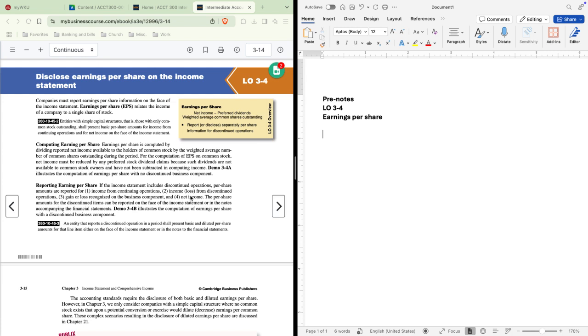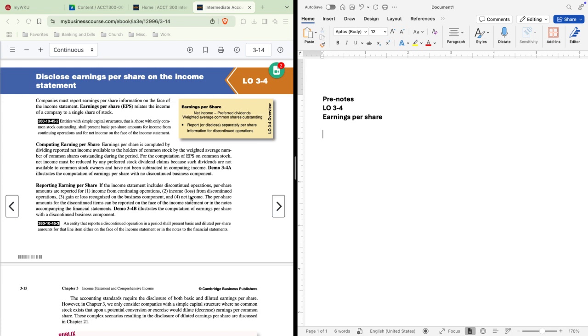So again, the idea of pre-notes is I know we're going to cover earnings per share in the next class period. Why? Because it's on the class schedule. If I don't have access to the class schedule, I look in the syllabus, or I simply ask the professor, hey, what are we going to cover in the next class period? Or ask for a class schedule. Hey, what are we going to cover next week? I want to work ahead. I want to read ahead. I can't imagine a professor not providing you that information.